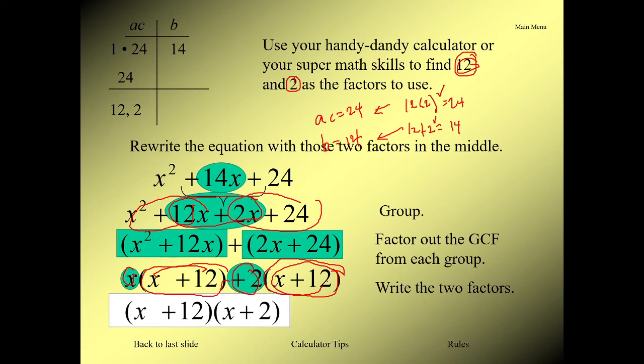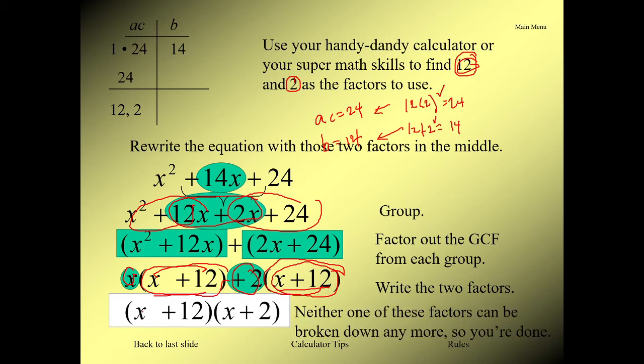Once again, x plus 2 and x plus 12 are the factors of x squared plus 14x plus 24. Because x plus 12 and x plus 12 are the same, when that happens, this will be our final answer. Let's go with the next example.